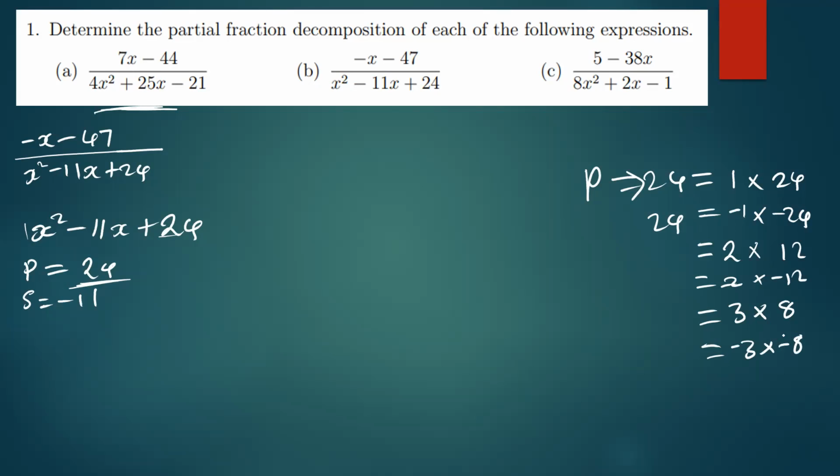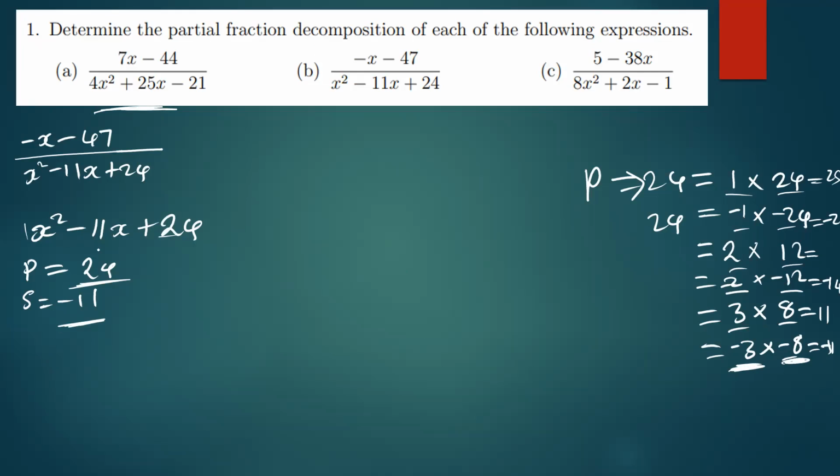I think I'll end on this one because I've already seen the two numbers I was looking for. When you add 1 and 24, you get 25. Negative 1 and negative 24 give negative 25. I'm trying to find the numbers that add to give negative 11. Negative 2 and negative 12 give negative 14. 3 and 8 give 11. Negative 3 and negative 8 give negative 11. So the numbers I'm looking for are negative 3 and negative 8.